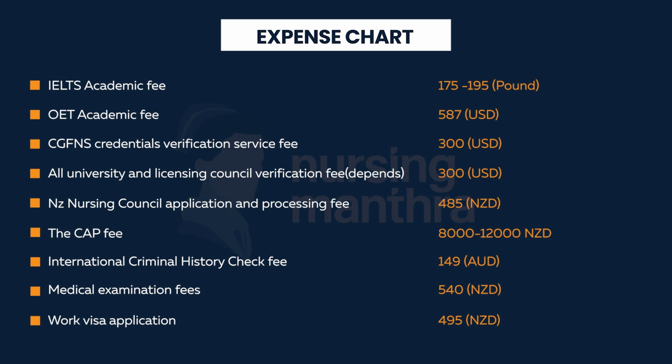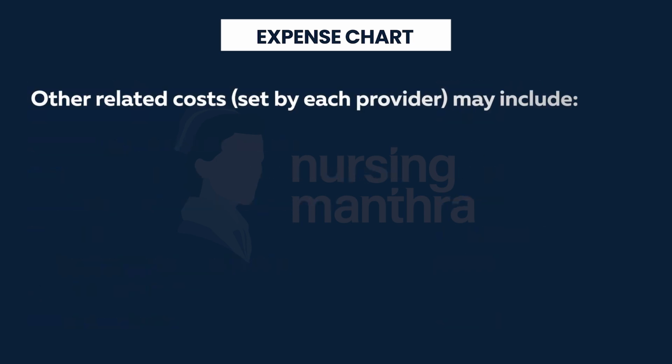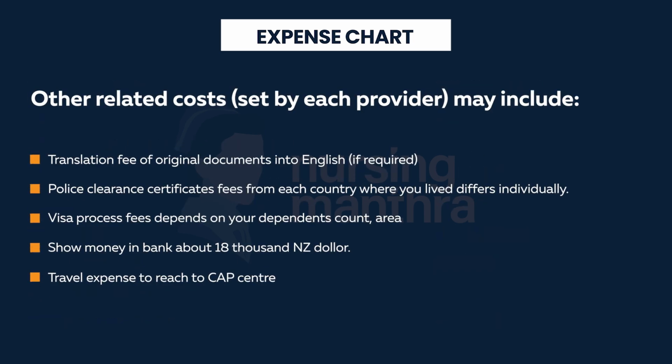Then New Zealand Nursing Council application and processing fee is 485 New Zealand dollars. CAP fee is 8,000 to 12,000 New Zealand dollars, of which around 10,000 New Zealand dollars is refundable. The international criminal history check fee is 149 Australian dollars. Medical examination fee is 540 New Zealand dollars. Work visa application is 495 New Zealand dollars. Other related costs are set by each provider.